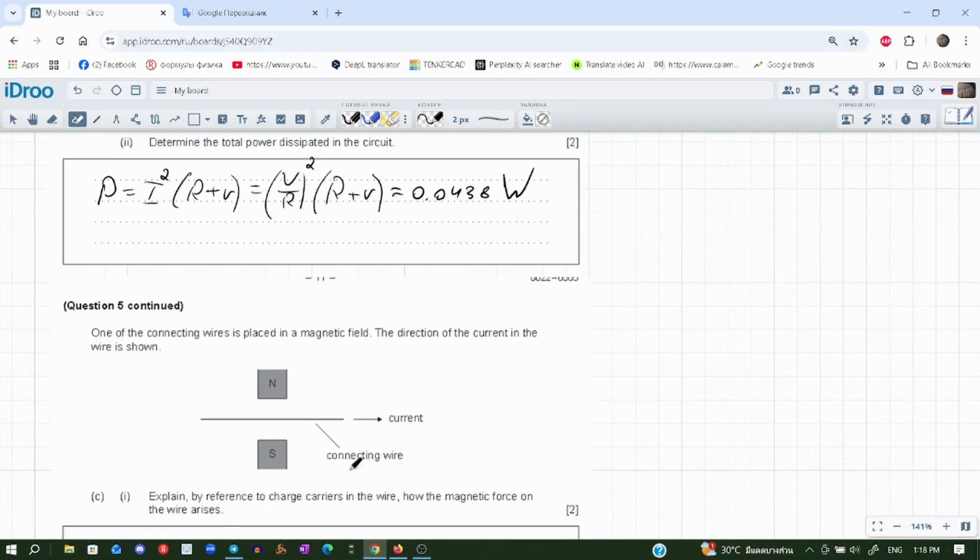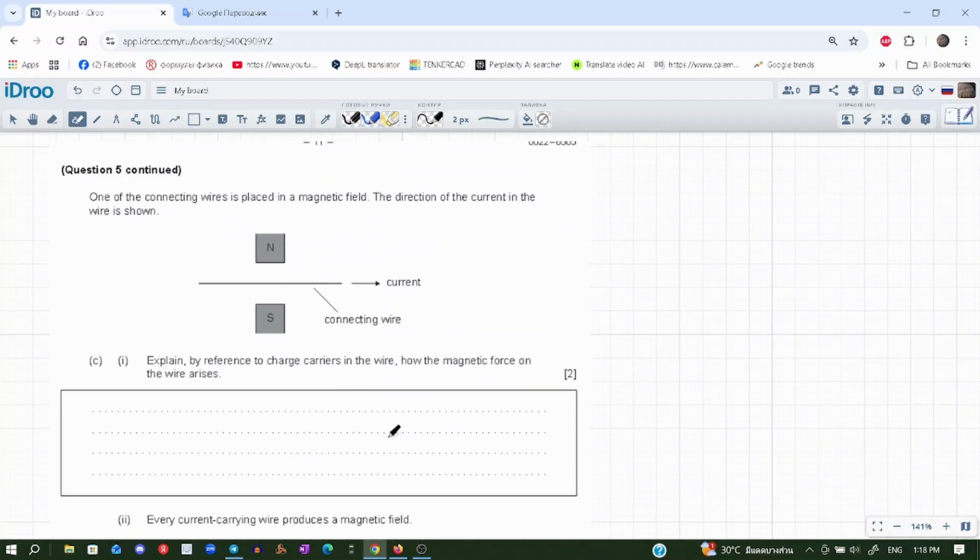And that's all. C. One of the connecting wires is placed in a magnetic field. The direction of the current in the wire is shown. Explain by reference to charge carriers in the wire how the magnetic force on the wire arises.